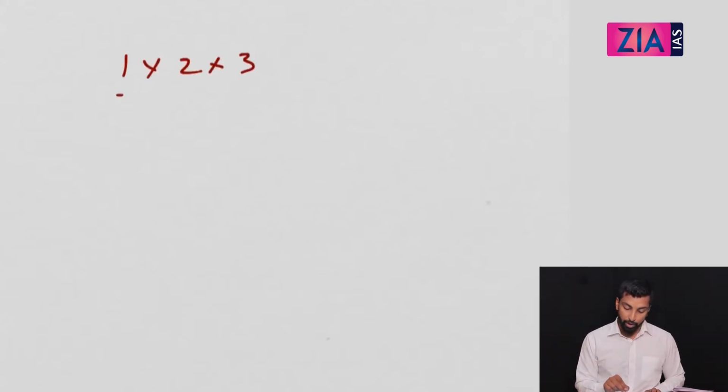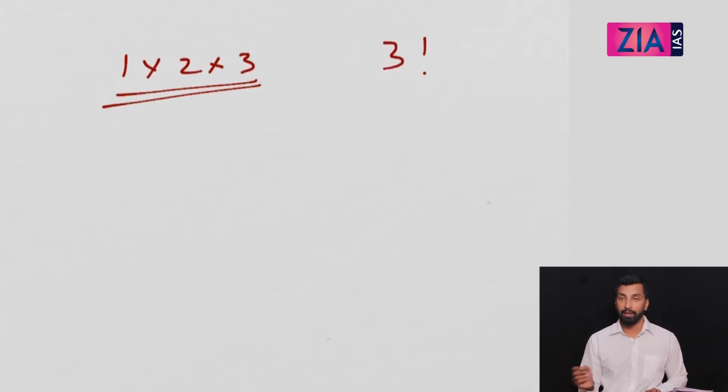In the previous video, we saw the different questions that can be asked from the concept of factorials. What do we mean by factorials? It's the product of consecutive numbers starting from 1. So 3 factorial is 1 into 2 into 3, like that.